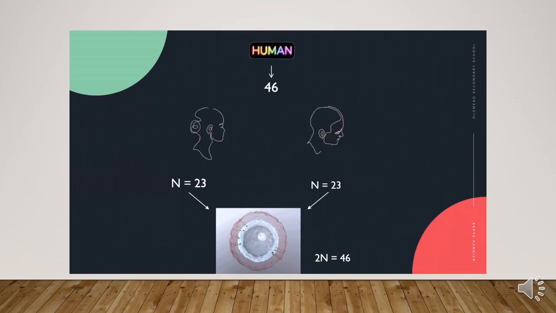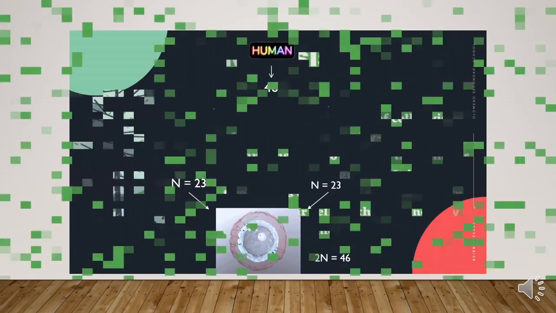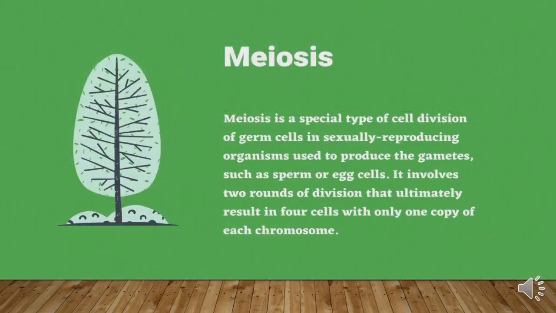What makes it possible to produce haploid cells? Do you know the answer? It is through meiosis. Meiosis is a special type of cell division of germ cells in sexually reproducing organisms, used to produce the gametes, such as sperm and egg cells. It involves two rounds of division that ultimately result in 4 cells with only one copy of each chromosome.